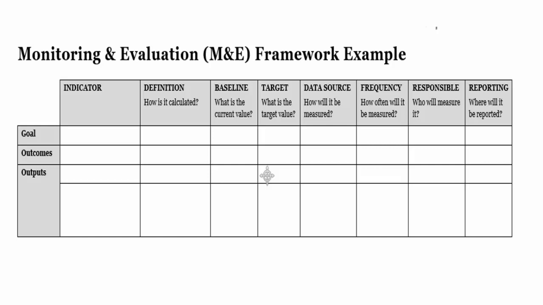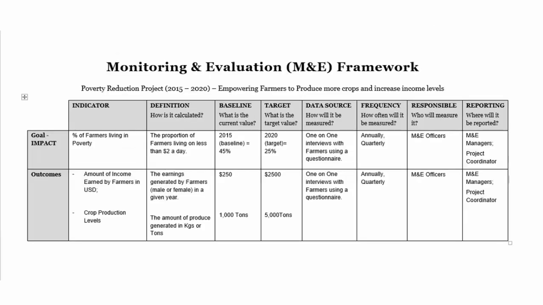You've got the indicators, the definition, baseline, target, data source, frequency, responsible person, and the reporting. Then you've got the goals. So if you form a matrix like this, then you've really hit the nail on the head. This is what the framework is all about. There's one framework I did in one of my videos. I've populated it, so check out my videos. This is how it looks.